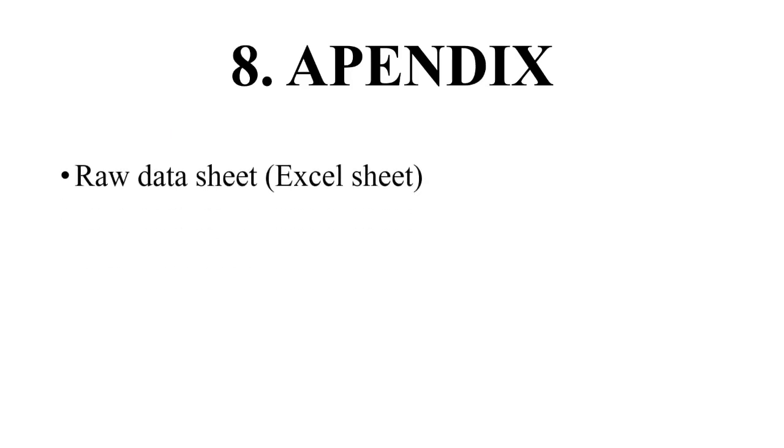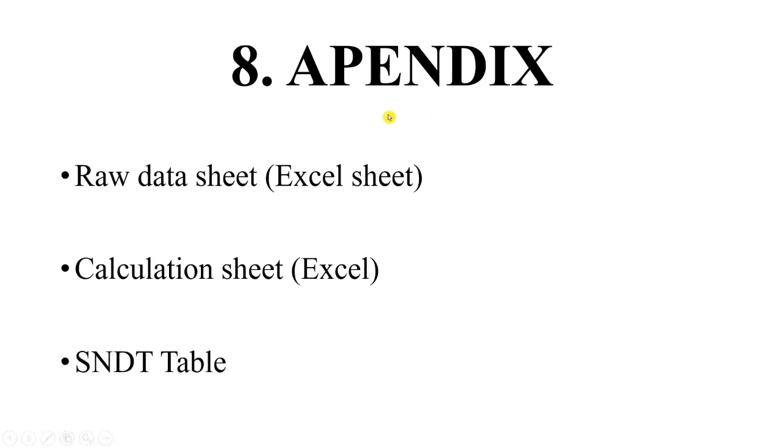And the last section is the appendix, where you have to attach some documents. What documents will go under the appendix? The first thing will be the raw data sheet, that is the Excel sheet that I have sent you, with the scores of A and B division students. Then you have to attach the calculation sheet over here, where we have done all the workings and calculations. That printout you have to attach. And the last thing is the standard normal distribution table. You can find all these things in the Excel sheet.